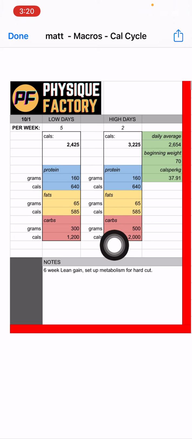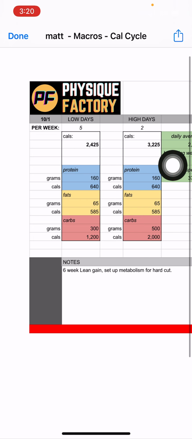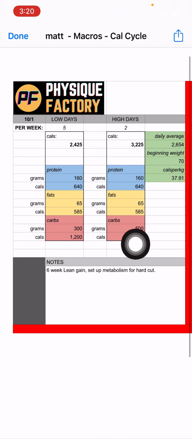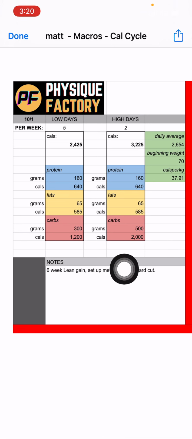I'm getting a whole bunch more carbs in. I'll get all the extra calories on this day in from carbs. Now, why are we doing that? We're doing that because these 2 high days serve a purpose. The purpose is to fill you back up with carbs, fill your muscles back up with carbohydrate.